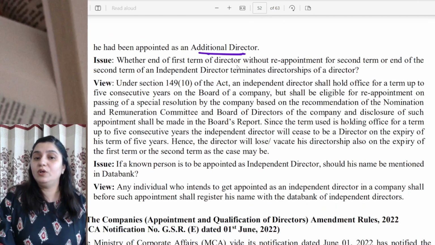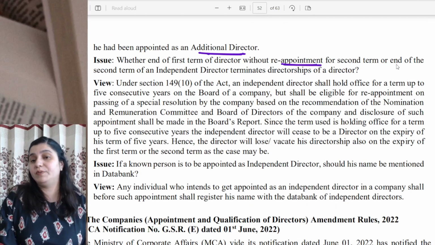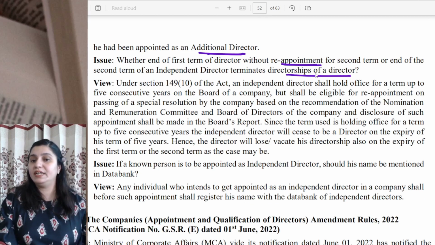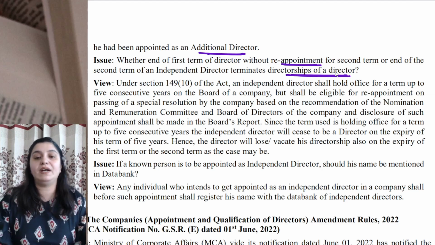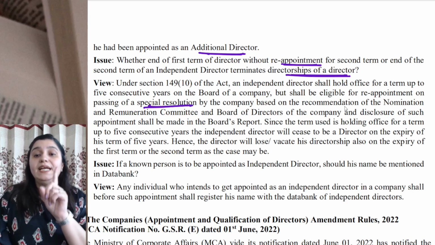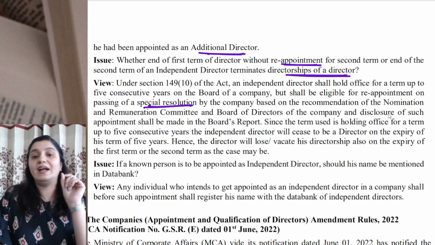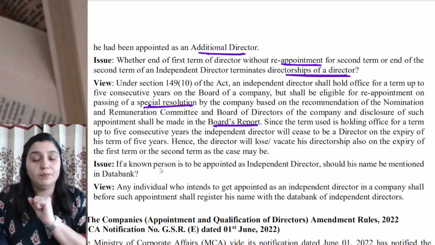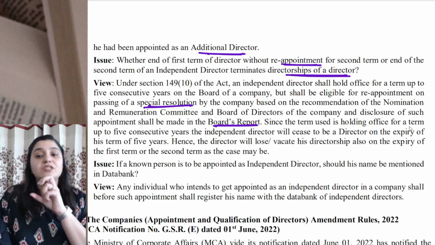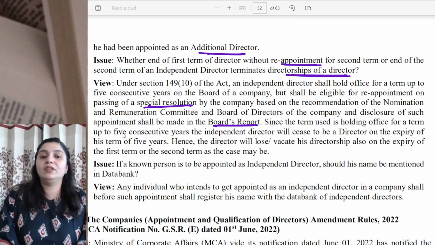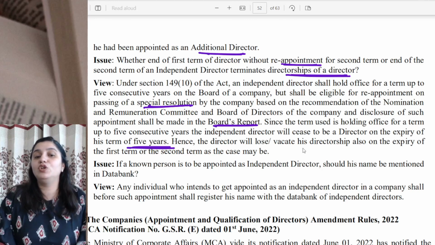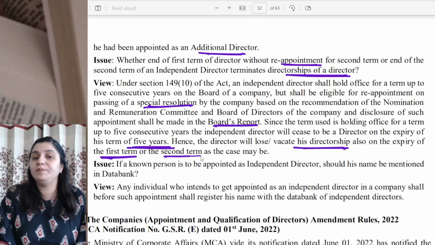Then whether the end of first term of director without reappointment of second term or end of second term terminates directorships of a director, they say he shall hold an office up to 5 consecutive years but shall be eligible for reappointment by special resolution based on the recommendation of NRC, and disclosure of such appointment shall be made in the board's report. So since the term used is holding office for a term up to 5 consecutive years, he will cease on the expiry of 5 years. Hence, he will lose or vacate his directorship also on the expiry of first term और सेकेंड टर्म.